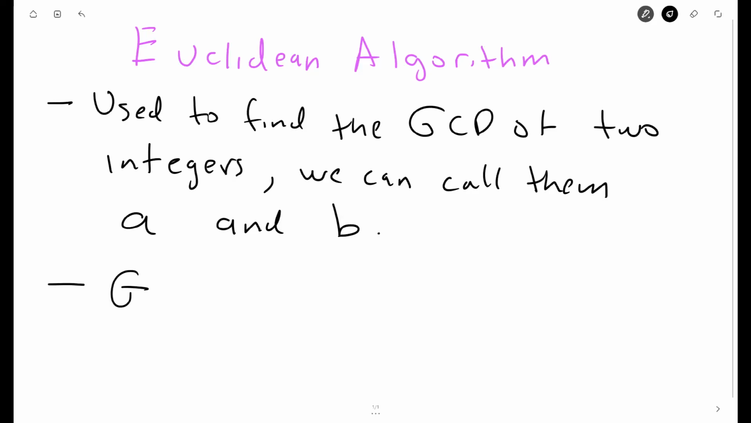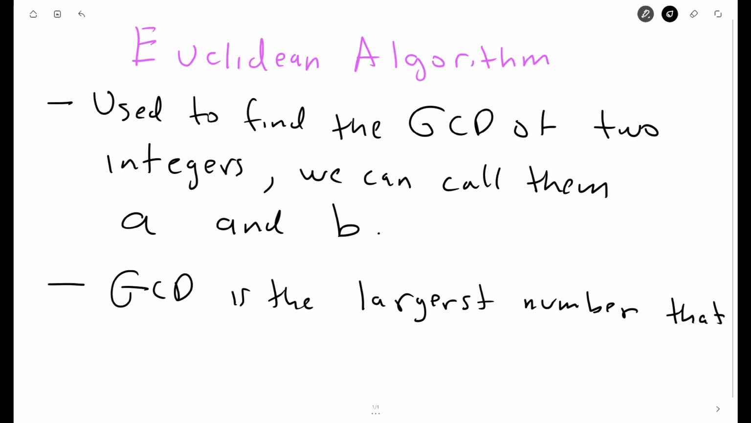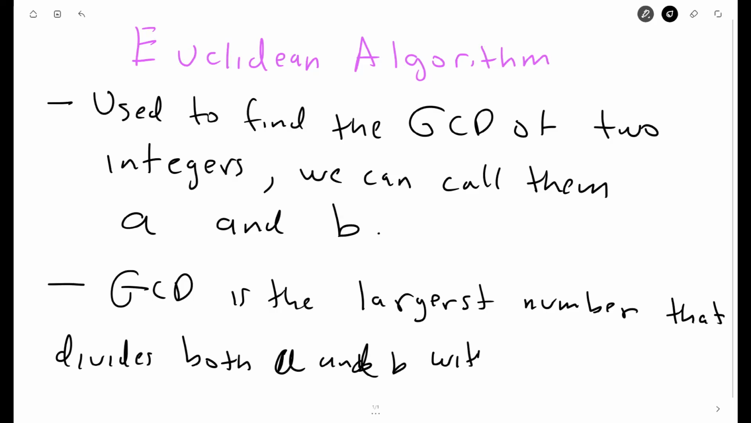So GCD is the largest number that divides both A and B without a remainder. It has been used for centuries.